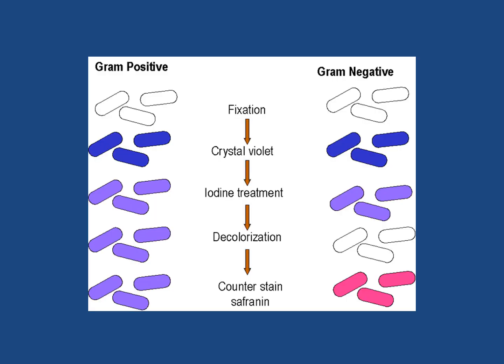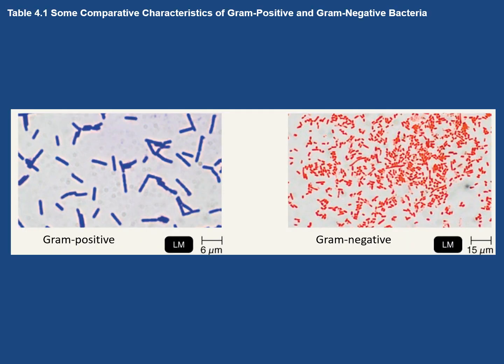This is just a different way of showing and comparing the two. You heat fix it, you add the crystal violet, you add the iodine, everything's still looking purple. You add the alcohol for the decolorization step. Your gram-positives are still purple, but now your gram-negatives are colorless. And then you add the counterstain. Gram-positives are still purple, but your gram-negatives are pink. And these are pictures of actual slides of your gram-positive, which are this darker color, and the gram-negatives, which are the lighter red color.